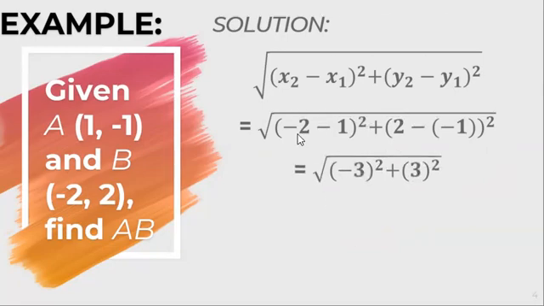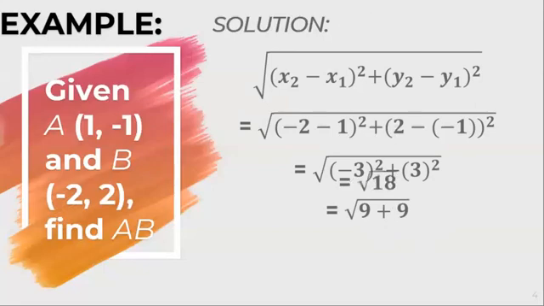So we have here negative 2 minus 1 will give us negative 3. And for our 2 minus negative 1, we will be having positive 3. Those are the basic rules of addition of integers. After we simplify what's inside the parenthesis, it's the exponent's turn. So we have here negative 3 squared is 9. And 3 squared is also equivalent to 9.